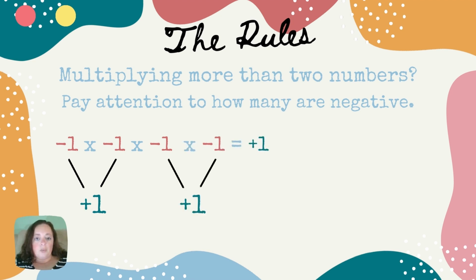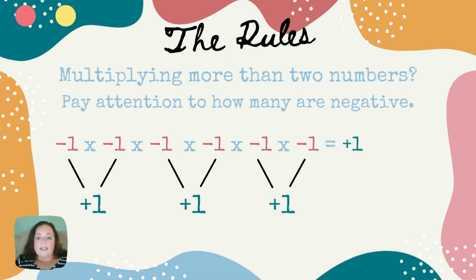Now look what happens if we put another one in. -1 times -1 makes +1. Then when we multiplied it by -1 again, it was -1. Then when we multiply it by -1 again, it becomes +1 again. Are you seeing the pattern? With a fifth negative, our answer is negative again. And then when we add a sixth negative in there, the answer again becomes positive.